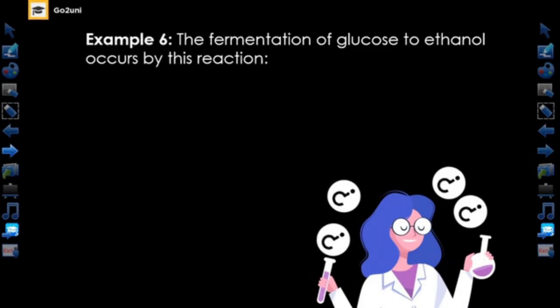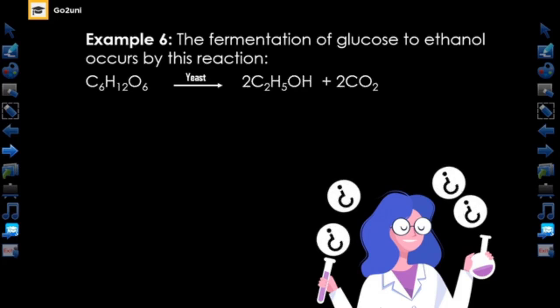The question says, the fermentation of glucose to ethanol occurs by the reaction C6H12O6 goes to 2 moles of ethanol, ethanol is C2H5OH, plus 2 moles of carbon dioxide. And that reaction is being facilitated by yeast. Yeast acts as an enzyme, making the reaction proceed. So let us take a look at what we need to do.